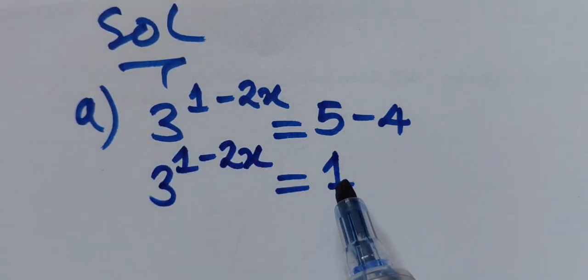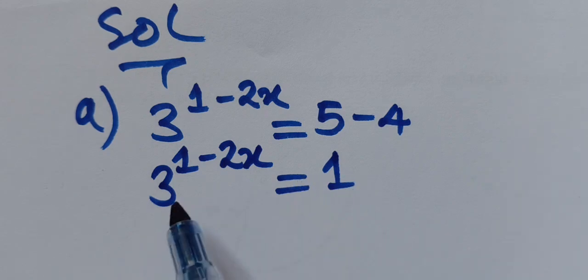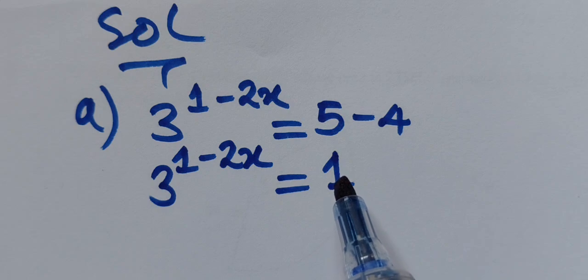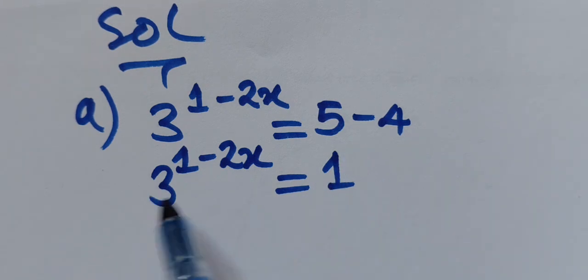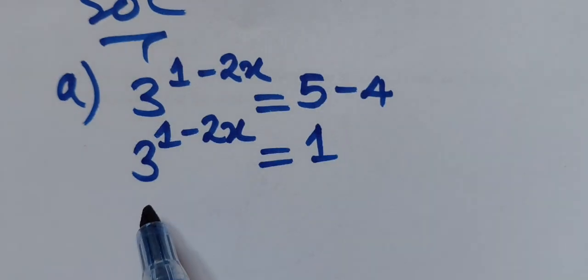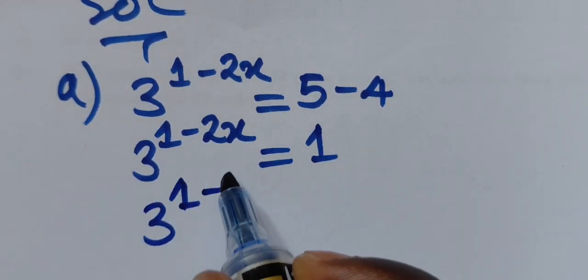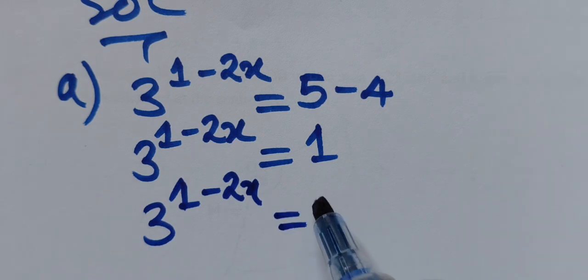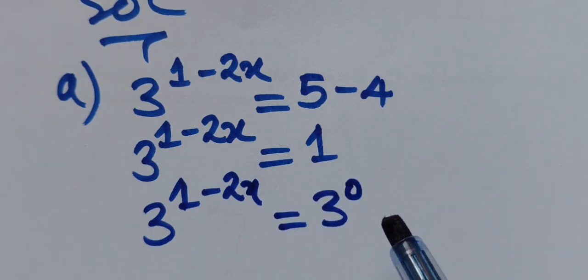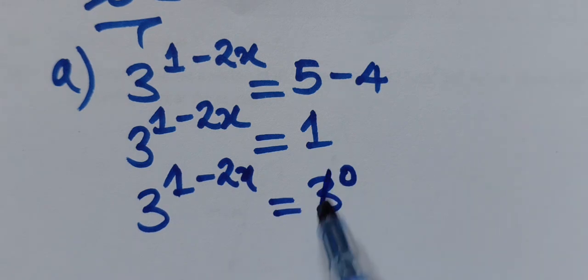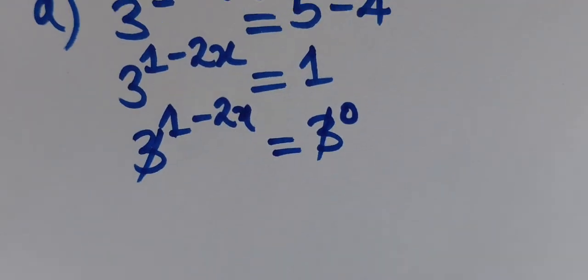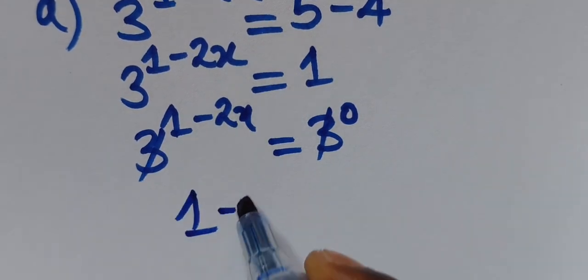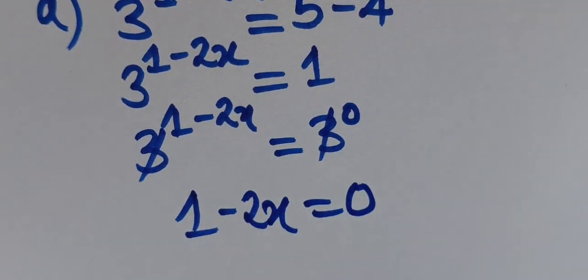Now for 1, since we want same bases on both sides, this can be gotten if we express this side here as 3 to the power 0, because 3 to the power 0 is the same as 1 and we want same bases. So this here will be written as follows: 3 to the power 1 minus 2x equal to 3 to the power 0, which is the same as 1. Now, since we've got same bases, we can simplify the bases and equate the powers. And this is now going to be 1 minus 2x is equal to 0.